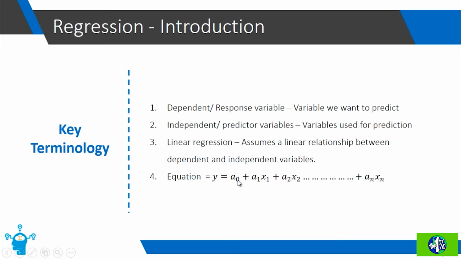Once we have the value of a0, a1 and a2, we can put any new value of x1 and x2, that is online and offline marketing spend, to predict the total sales in the future.